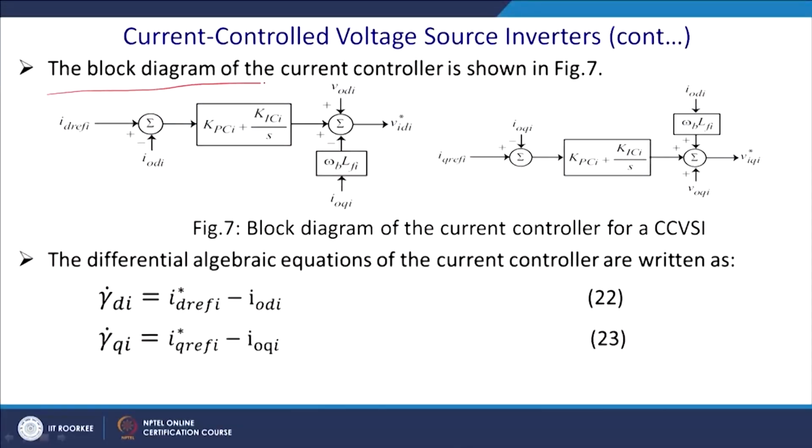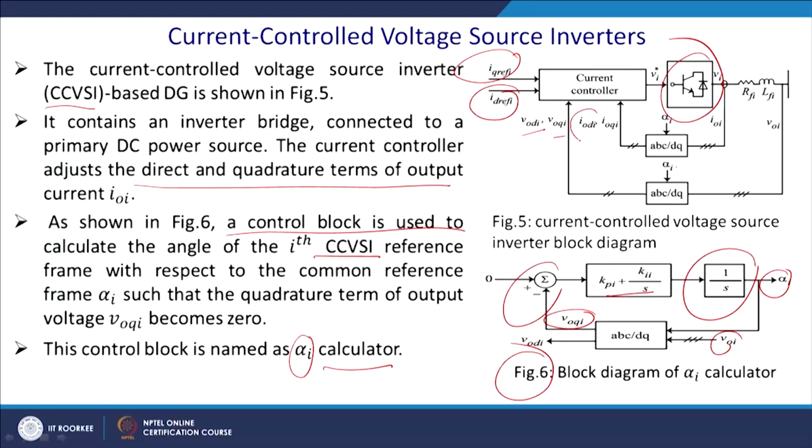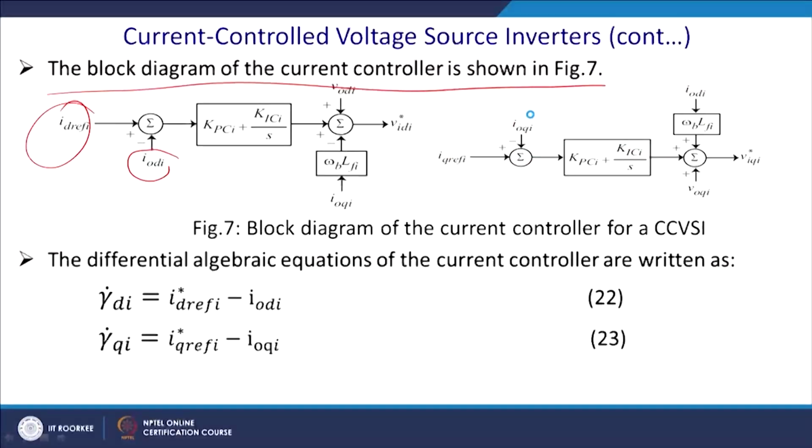Now, let us discuss the block diagram of the current controller of figure 7. So, you have ID reference, and you feed it to the PI controller, and thereafter whatever the reference voltage you get, you then multiply with omega B LFI and subtract VODI, ultimately you get the error. So, that will be your reference IDI, the reference modulation index or some parameter related to that.